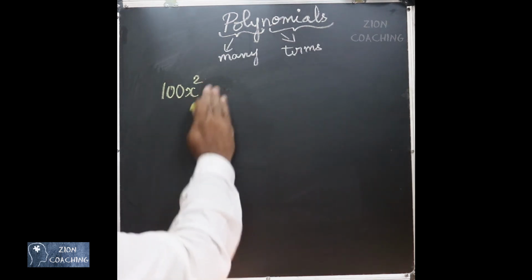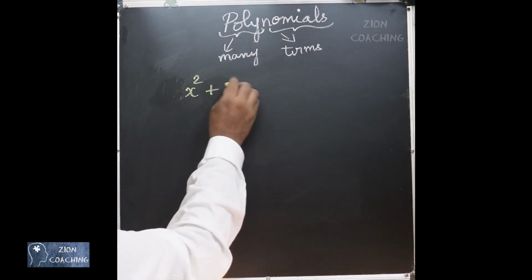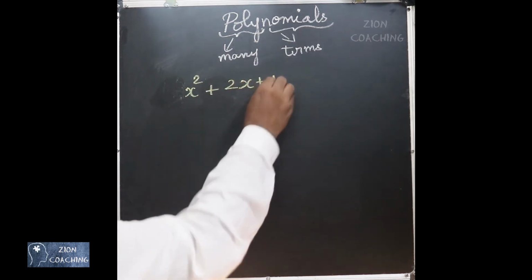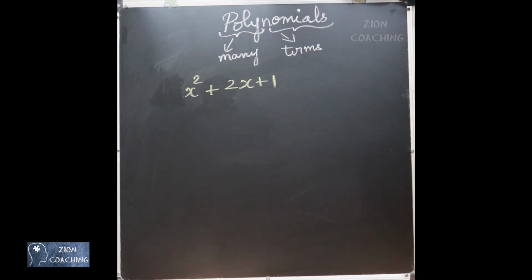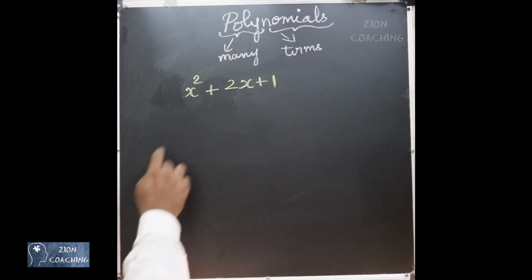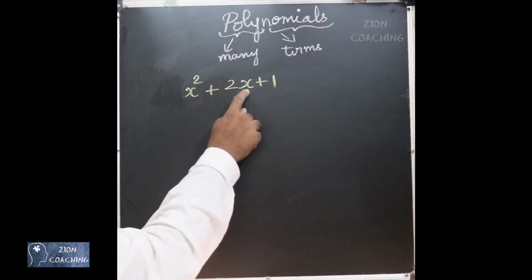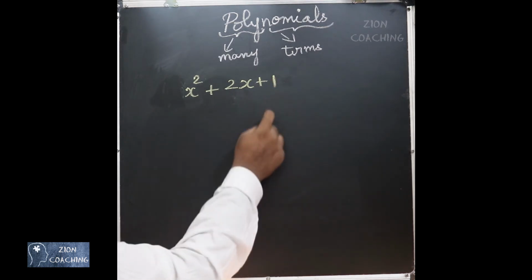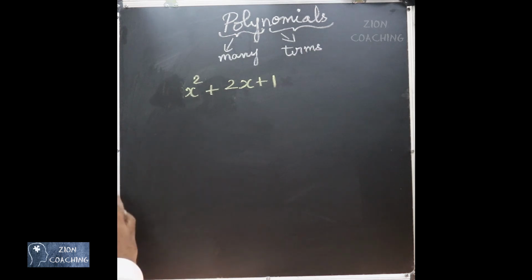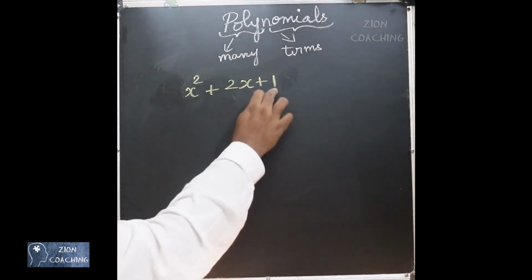Let me take a simple example first to understand. Let us take x squared plus 2x plus 1. Now this is a polynomial in the variable x. There is only one variable x. Now you see the powers of the variable x. In this term, the power of x is 2. In this term, the power of x is 1. And in this term, the power of x is 0. x power 0 is 1. Anything raised to the power of 0 is 1. That is why it is not written. So it becomes a constant term.